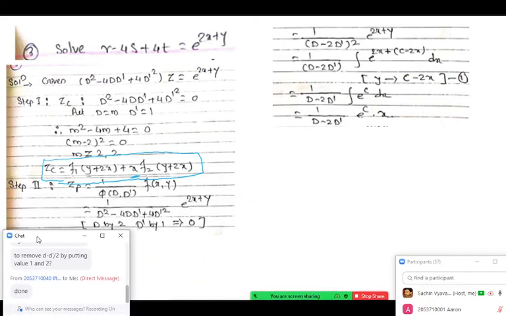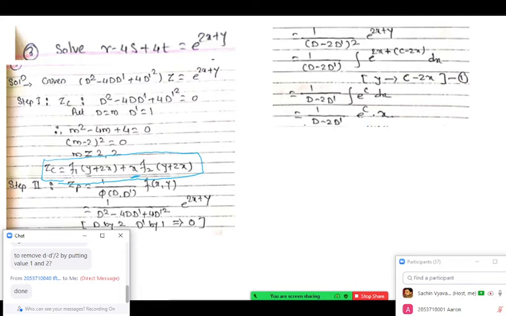What should be a PI? Yes. So e raised to the power y plus 2x. E raised to y plus 2x only? No, x square by 2. Yes, x square by 2.